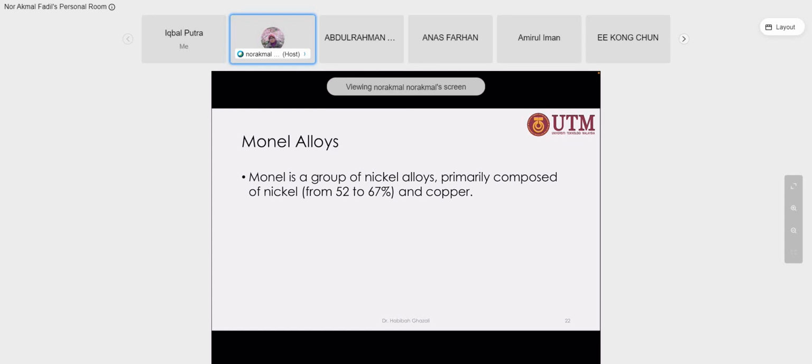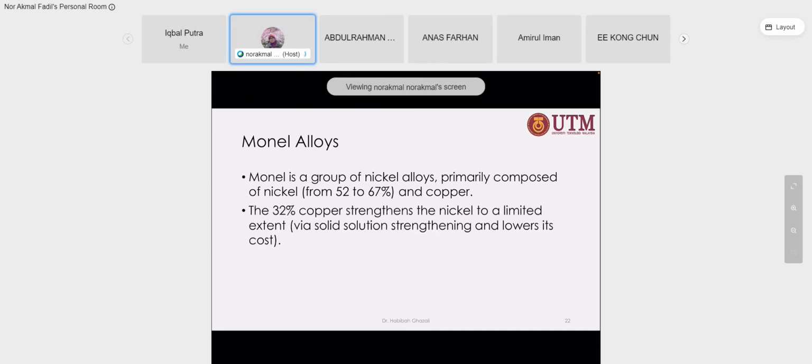Another famous nickel alloy we call Monel. Monel is a group of nickel alloy. It consists of nickel plus copper, where the majority element in the alloy is nickel, so we call it a nickel-based alloy, even though the portion of copper is about the same as nickel. By adding 32% copper, you can really promote the strength of the alloy.